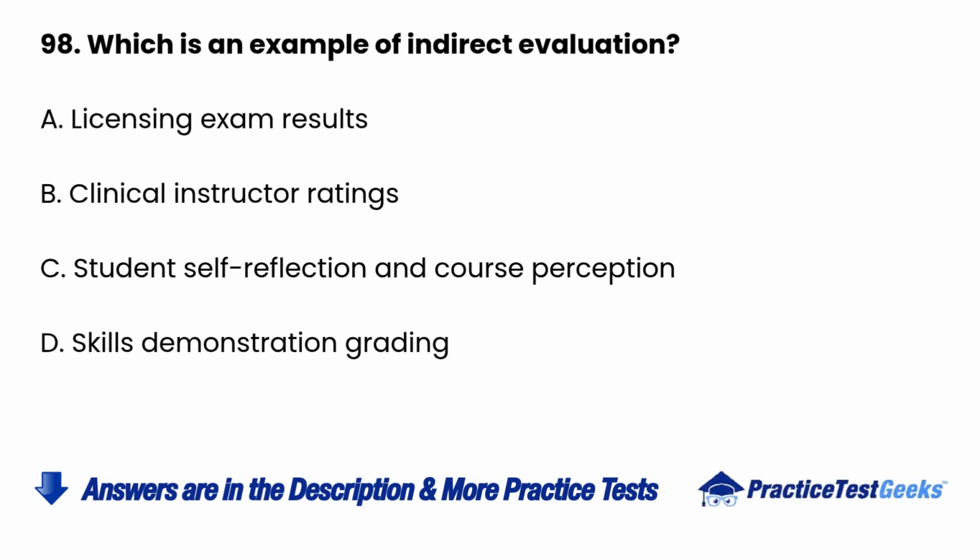98. Which is an example of indirect evaluation? A. Licensing exam results. B. Clinical instructor ratings. C. Student self-reflection and course perception. D. Skills demonstration grading.